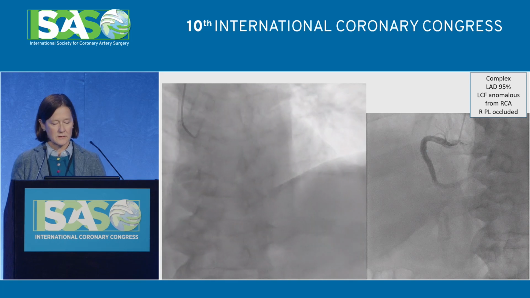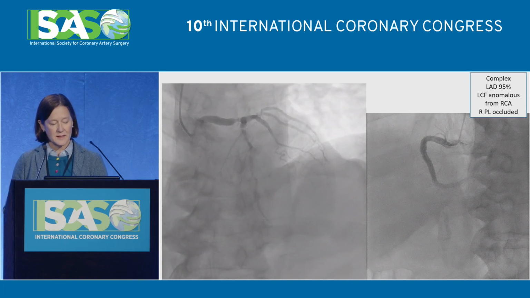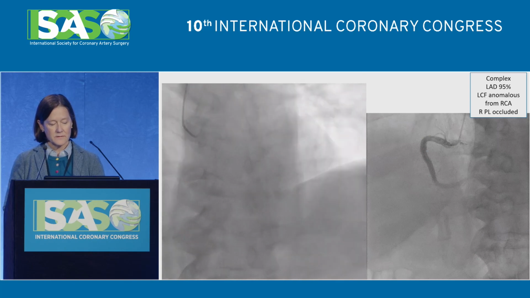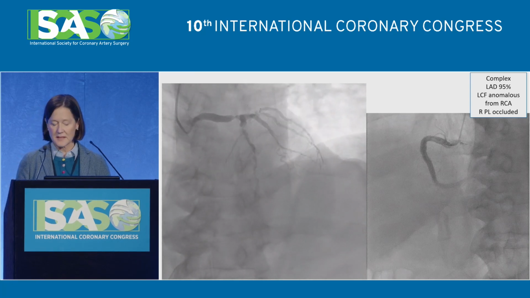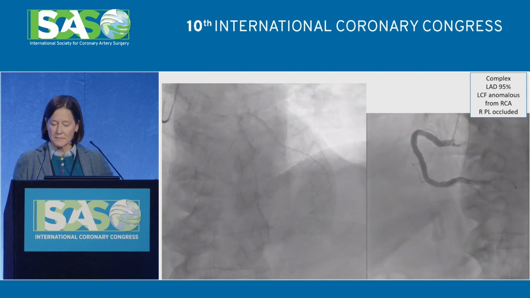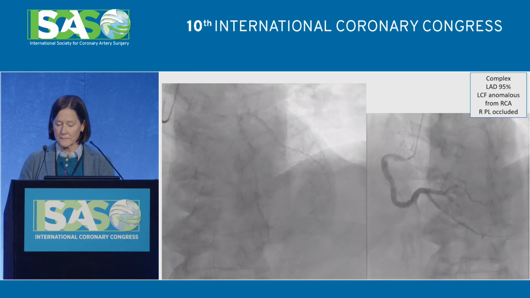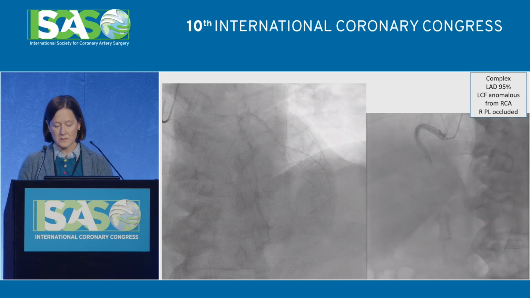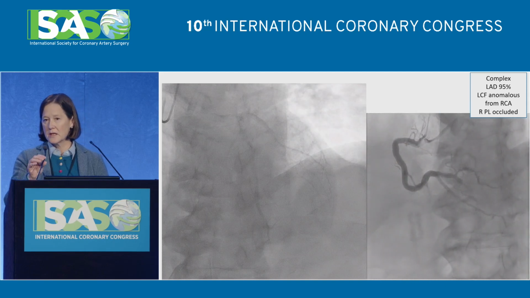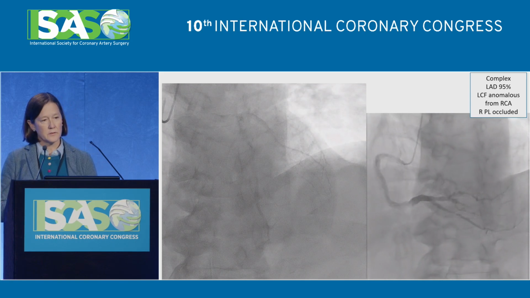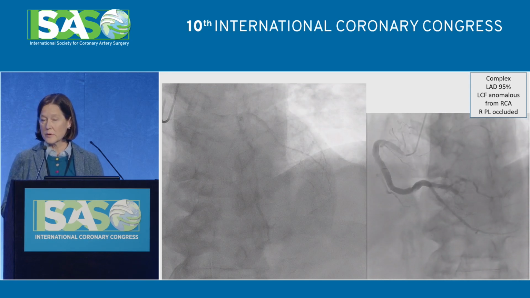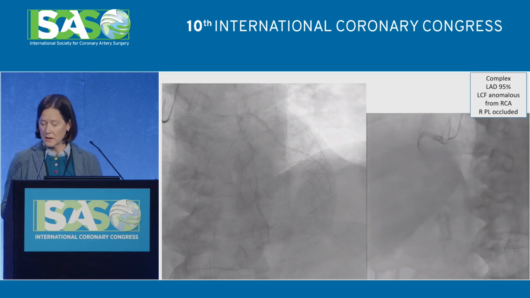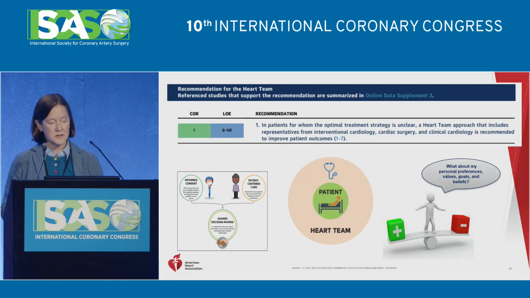This patient has what looks like complex distal left main disease, but if you look carefully, the lateral wall is supplied by these multiple diagonals, and there's complex left anterior descending disease. It turns out the patient had an anomalous circumflex from the right, and the posterior lateral was occluded. This patient actually had a heart team discussion, was offered coronary artery bypass grafting, and chose high-risk stenting. The patient's personal wishes were to not have surgery. So again, the importance of a heart team discussion.